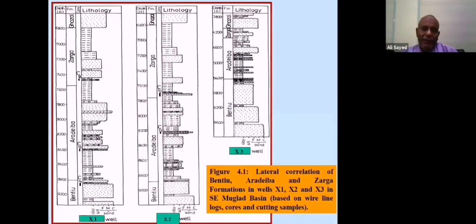Here, you have lateral correlation of the studied wells showing Bantu, Aradeva, and Zerga formations. We name the wells X1, X2, and X3, this is due to the confidentiality of the data. That is the lateral correlation across Bantu, Aradeva, and Zerga formations to show you the main 3 depositional units. As I said, we have lacustrine, then a fluvial dominated unit, then deltaic.